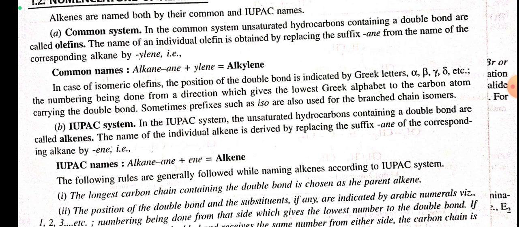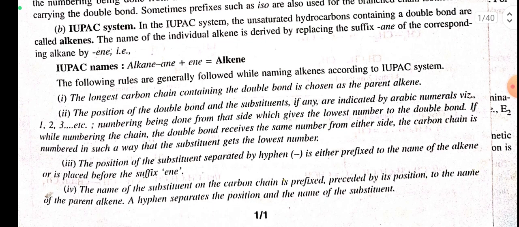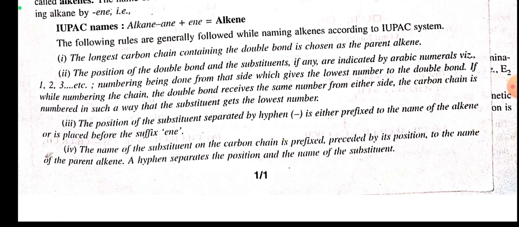IUPAC system. In the IUPAC system, the unsaturated hydrocarbons containing a double bond are called alkenes. The name of an individual alkene is derived by replacing the suffix "ane" of the corresponding alkane by "ene", that is IUPAC name: alkane minus "ane" plus "ene". The following rules are generally followed while naming alkenes according to the IUPAC system.